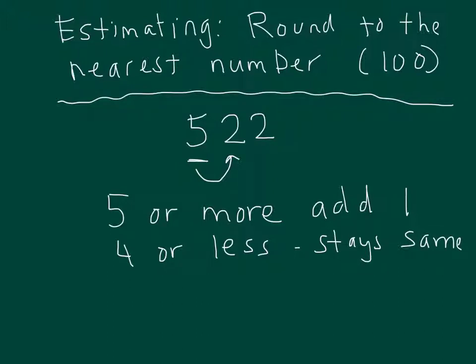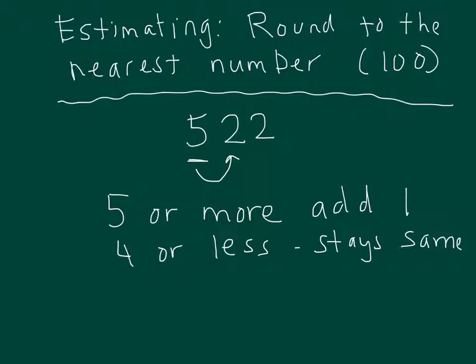Is the next number to the right 5 or more? If it is, we're going to add 1 to the hundreds place. If this digit is 4 or less, then this digit stays the same. Okay, so let's try this out.